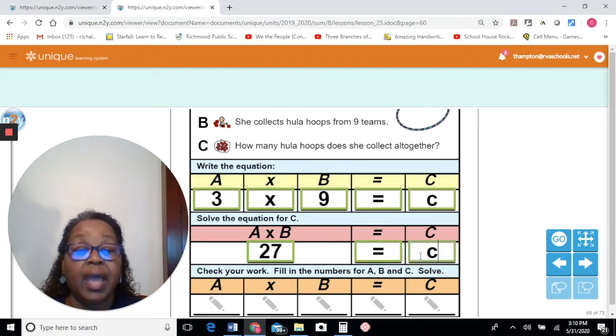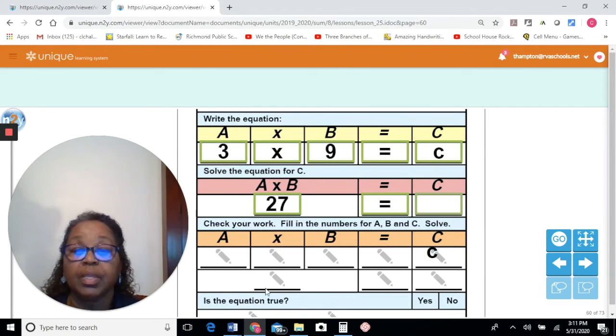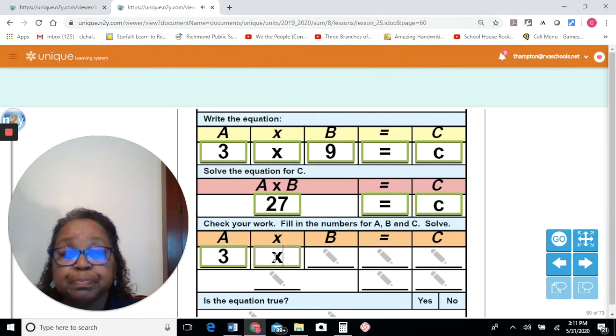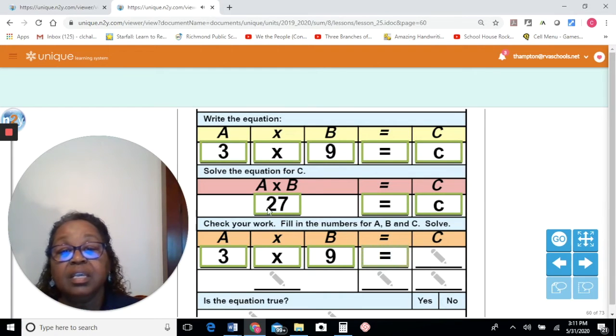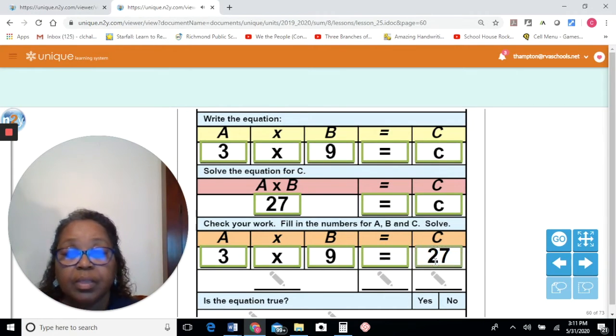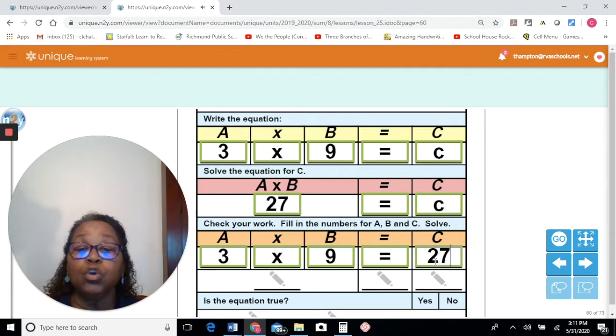So let's rewrite our equation. We can say A, we know what A was. A was 3. We know we're using multiplication, of course. And we know that B was 9. And now we know what C is. We found out that C equals 27. The equation is done, but you're not finished.